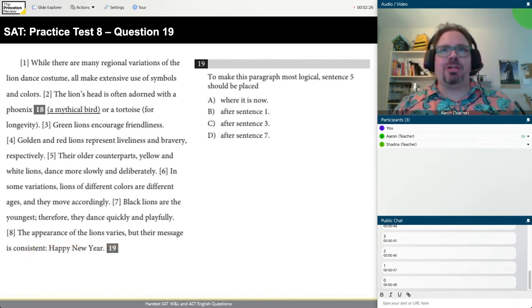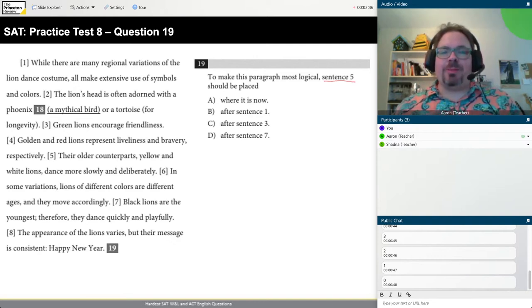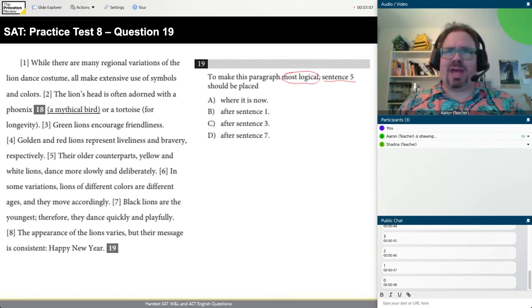And these questions can be tricky, especially if you don't know what they're asking. So the question: to make this paragraph most logical, sentence 5 should be placed. Okay, so straightforward enough in how the question is phrased. Let's put sentence 5 either where it is now or somewhere else. Now, the trap, and the thing that makes this a difficult question if you don't know what's going on, is that you feel like I need to reread this entire paragraph 4 different times, once for every place that sentence 5 could be, and then see which one sounds the best, which one is the most logical, whatever that means.